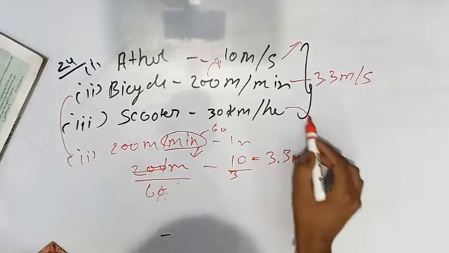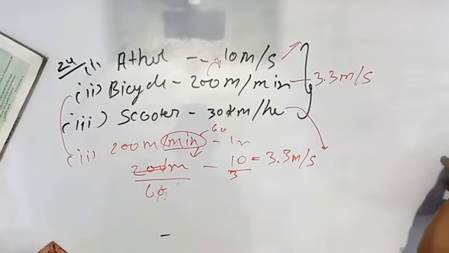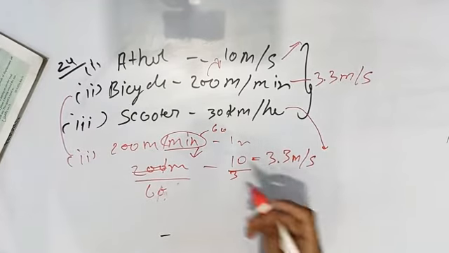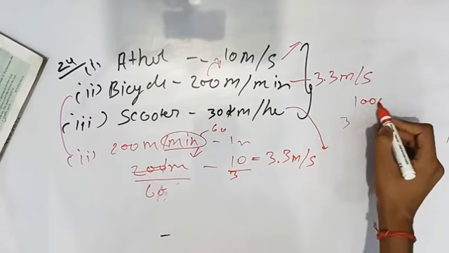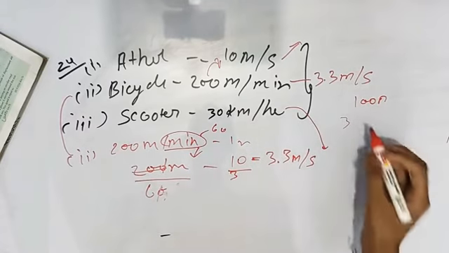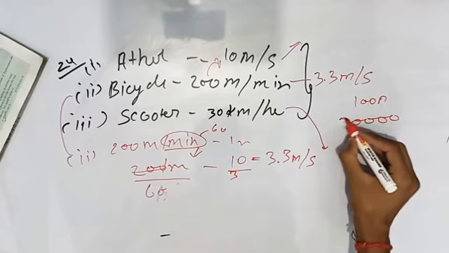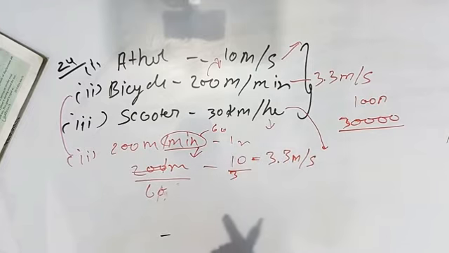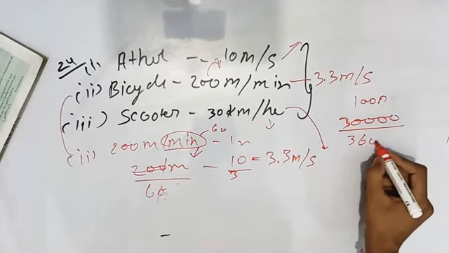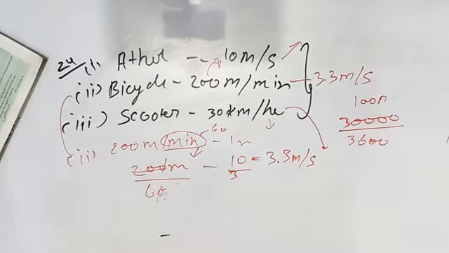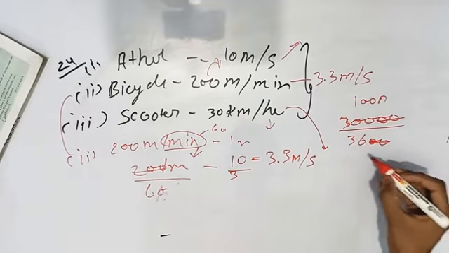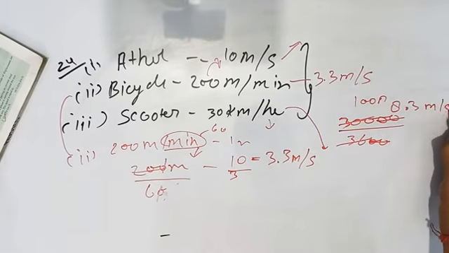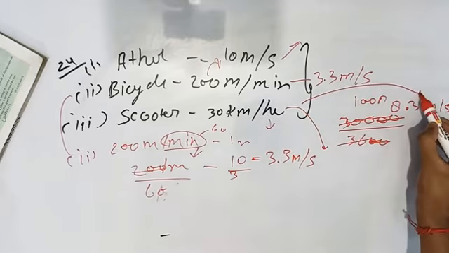Now we will deal with the third option, which is 30 km per hour. You know that there are 1000 meters in 1 kilometer, so 30 km equals 30,000 meter. In 1 hour there are 60 minutes and in 1 minute there are 60 seconds, so there are 3600 seconds in 1 hour. We will divide them, and we get 8.3 meter per second.